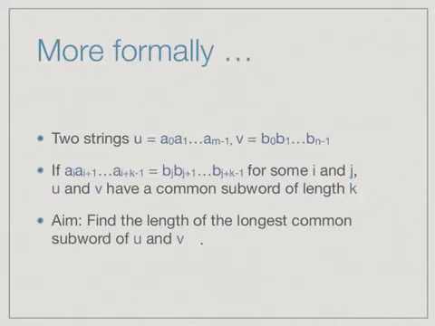So here is a more formal description. Supposing I have two words U and V, so U is of length M and V is of length N, and the positions using Python notation are numbered 0 to M minus 1 and 0 to N minus 1. Then what I want to do is to be able to start at a_i and go K steps. So a_i to a_(i+k-1) and b_j to b_(j+k-1), such that these two segments are identical. So this is a common subword, and we want to find the longest such common subword.